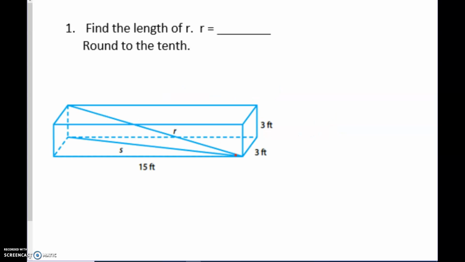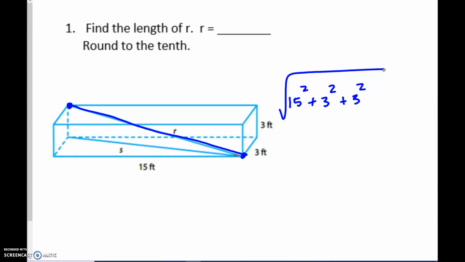Question number 1, find the length of R. So we're trying to find from kitty corner down to the side. We are going to set up 15 squared plus 3 squared plus 3 squared and take the square root. Put all of that into our calculator: 15 squared plus 3 squared plus 3 squared. You don't have to write this, but you could write the square root of 243. Now we take the square root of that, and we are rounding to the 10th, which is one place past the decimal.